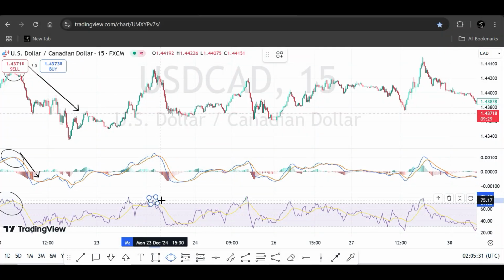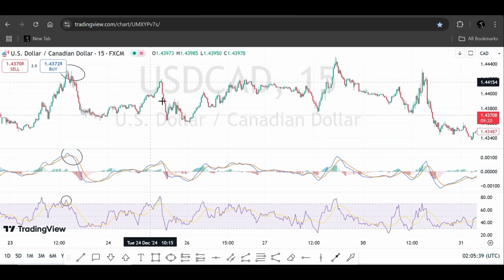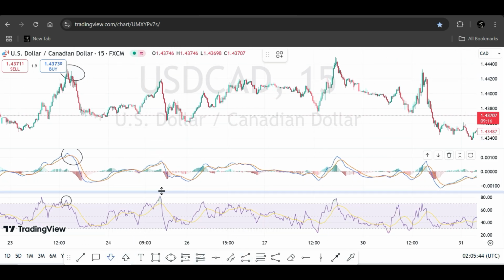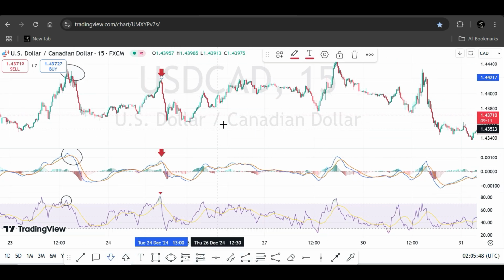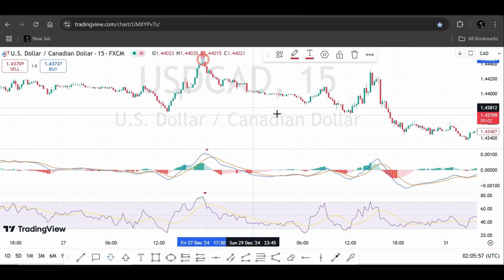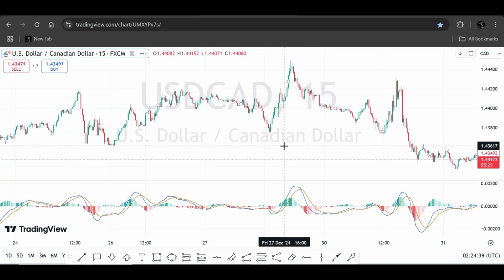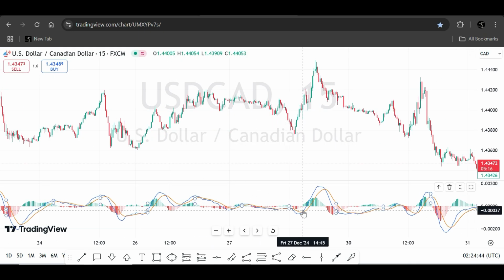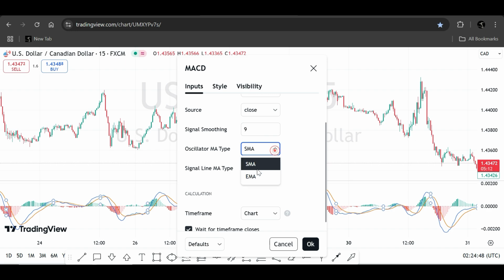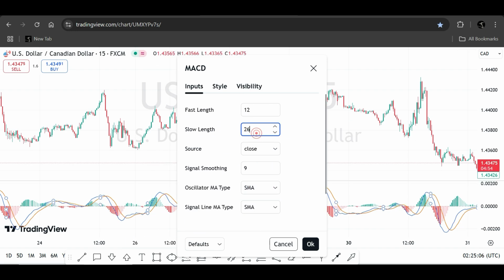Avoid using the MACD in isolation. Always combine it with other technical tools like trend lines, Fibonacci retracements, or volume analysis. Market conditions: the MACD works best in trending markets and may produce false signals in sideways or choppy markets. Adjust parameters as needed. While the default settings, 12-26-9, work for many markets, consider tweaking them to suit specific assets or time frames. Backtest your strategy. Before implementing any MACD-based strategy, backtest it on historical data to gauge its effectiveness.